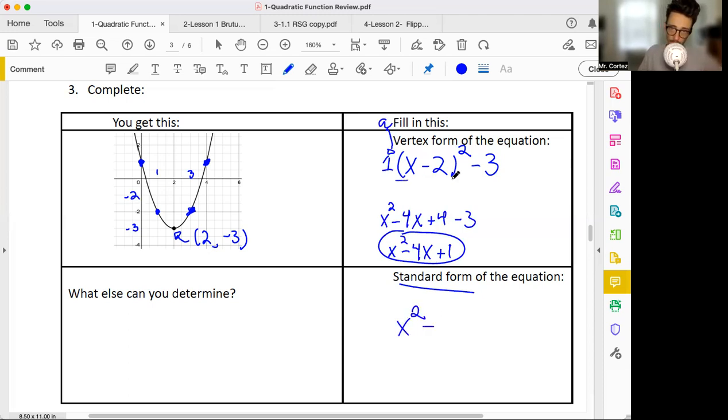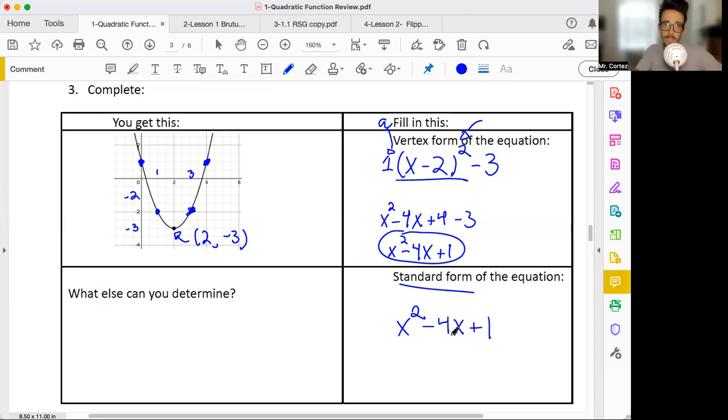You would, again, foil this out. Box method, do whatever you have done before, but do not write x squared plus 4. Do not write x squared plus 4. Put in the work. You are so capable.